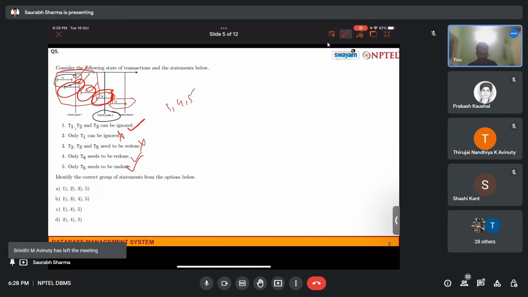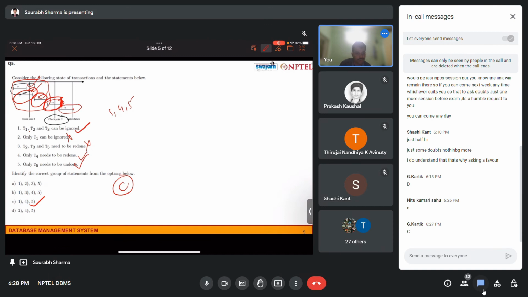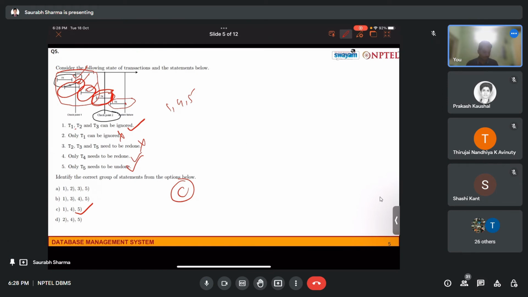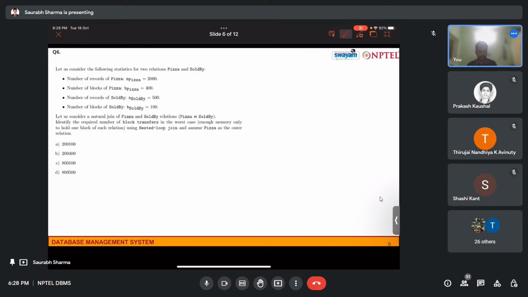Is there any option? Yeah, C. So from the fifth, is this C? Any comment? Good, Neetu and Karthik. Correct. Fine. So now we should go for the next one. It is also a simple example.